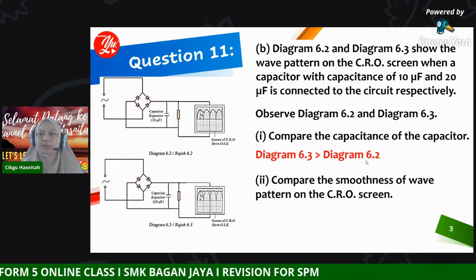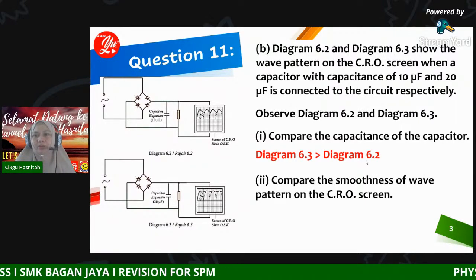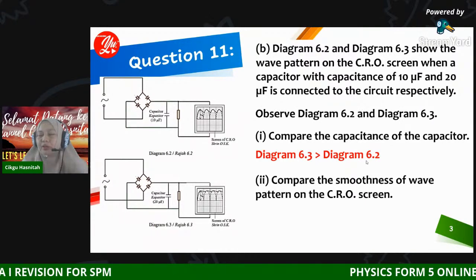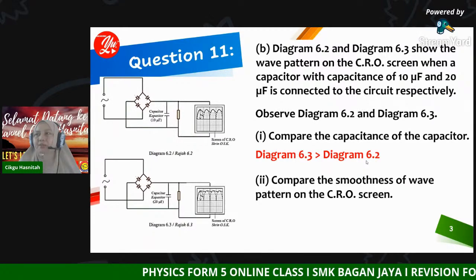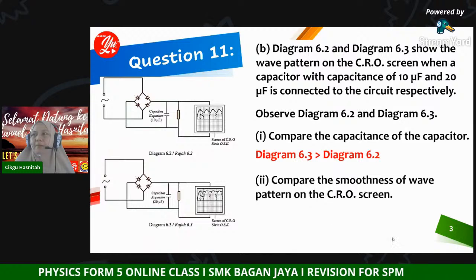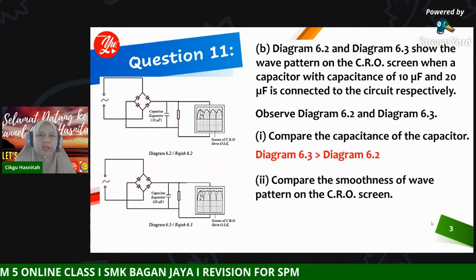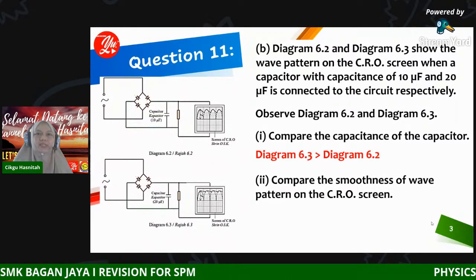Which one is higher? Which one is lower? Yes, 6.3 greater than 6.2. Okay. Now second question, B2. Now compare the smoothness of wave pattern on the CRO screen.